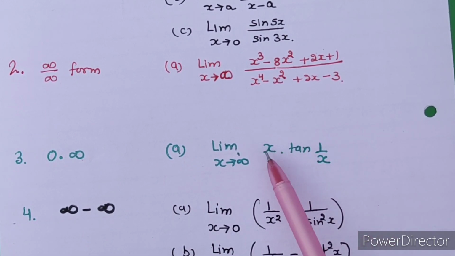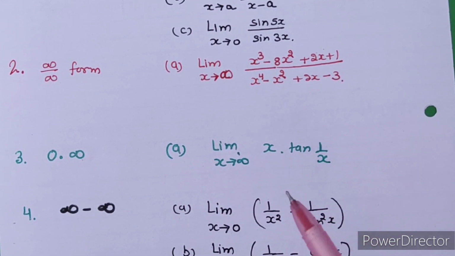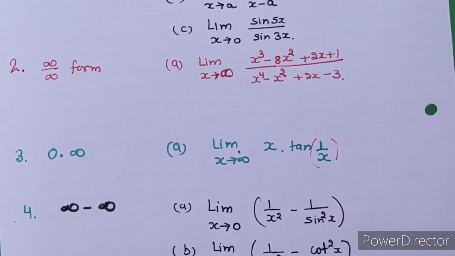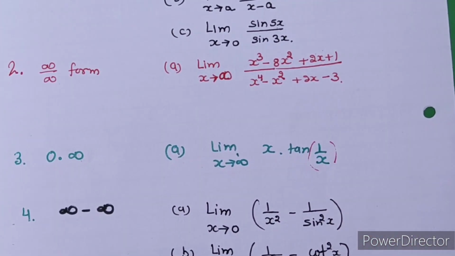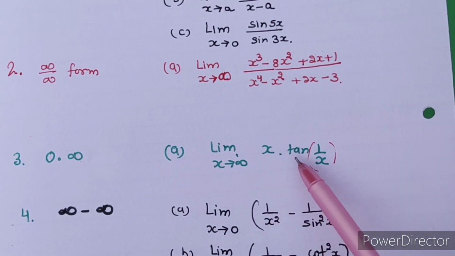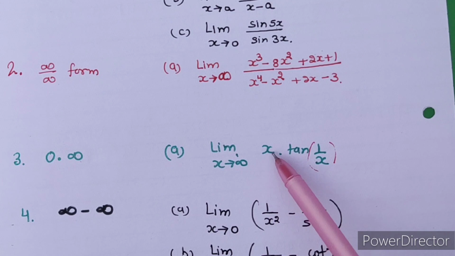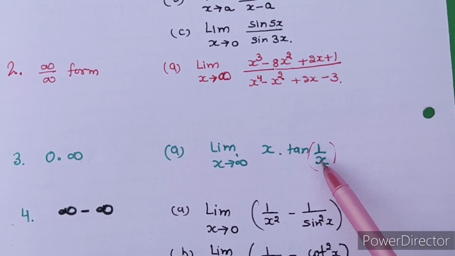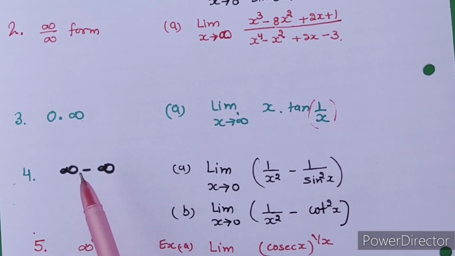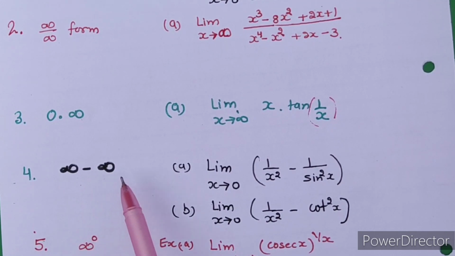This is the example. Here is x and tangent of 1 by x. So when you put x is equal to infinity, this expression gives you infinity, and tangent 1 by infinity: 1 by infinity is 0, tangent 0 is 0, so this is 0 into infinity. Okay? Then there is infinity minus infinity form.